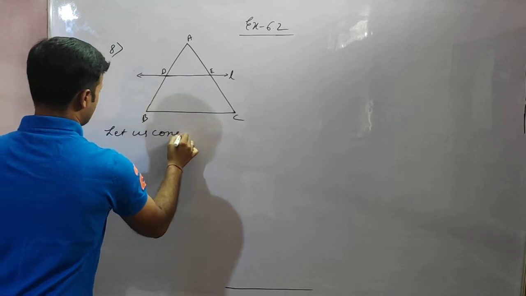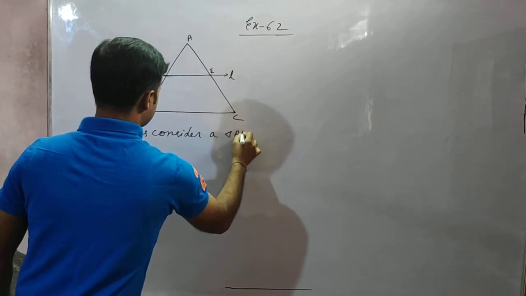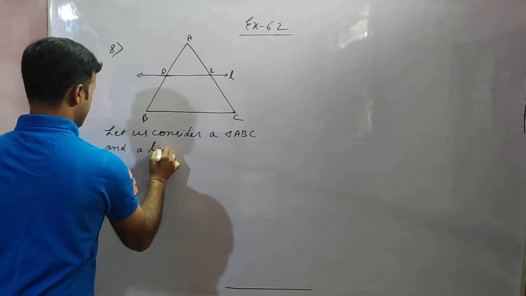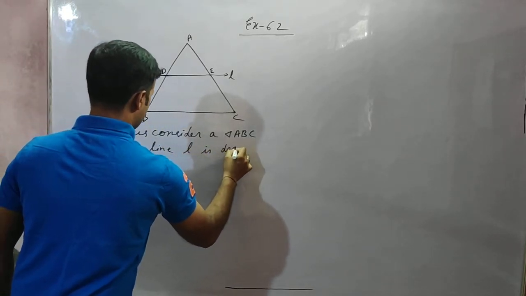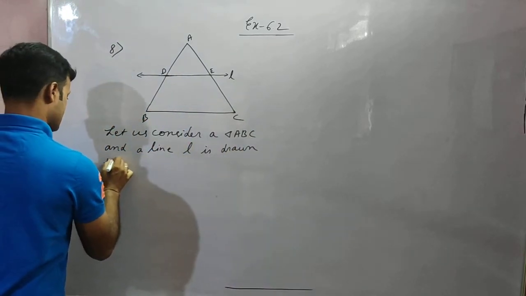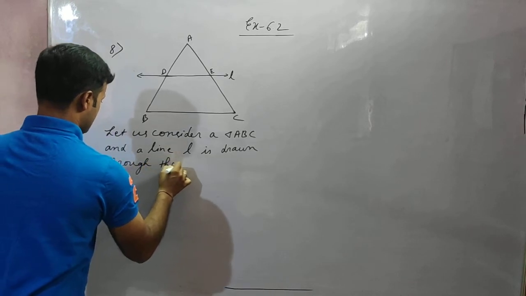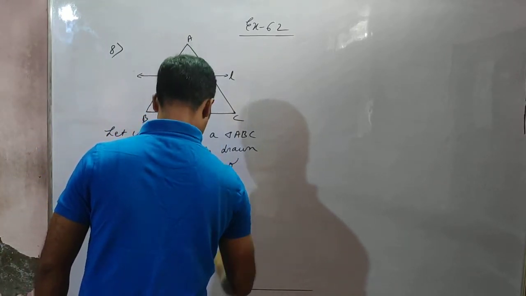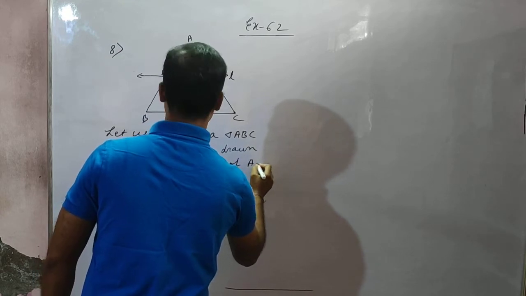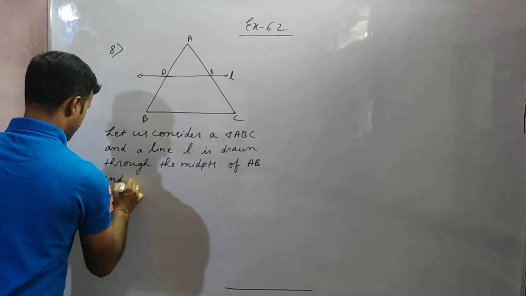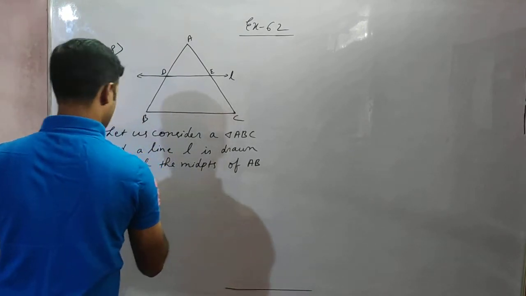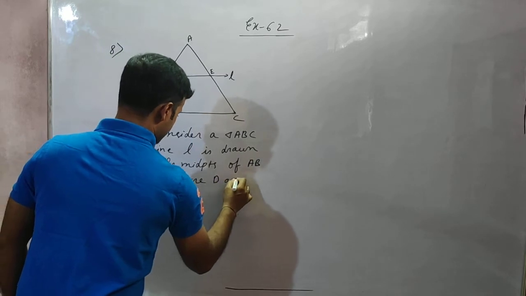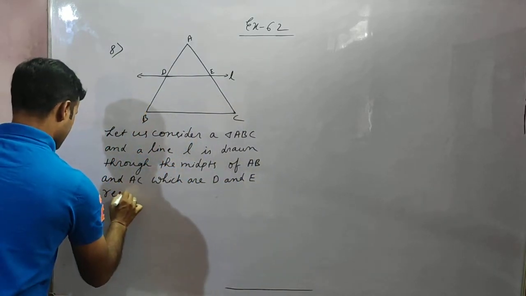So let us consider a triangle ABC and a line L is drawn through the midpoints of AB and AC, which are D and E respectively.